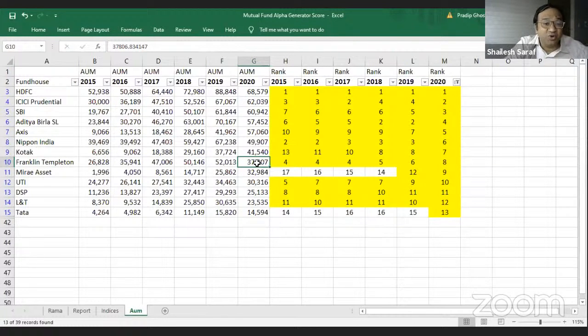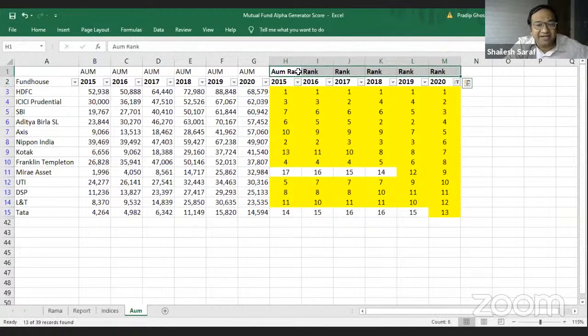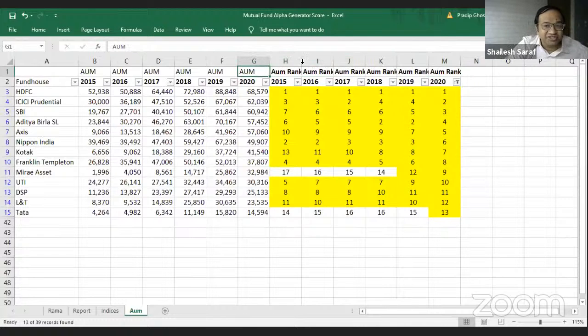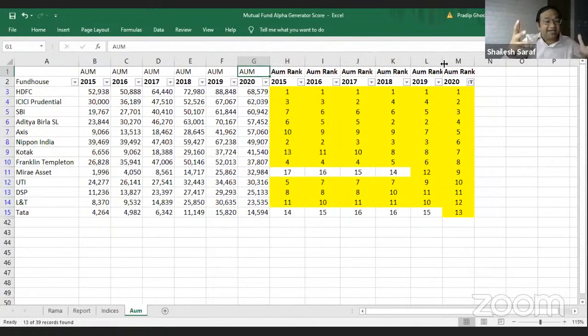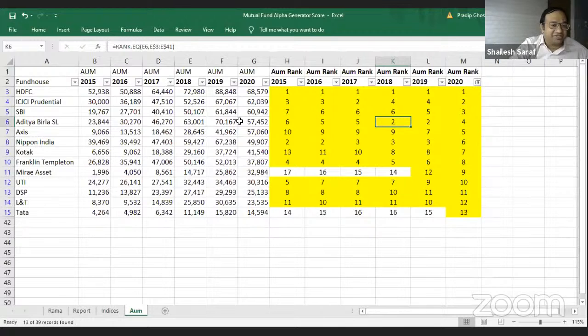This is the AUM ranking, the ranking as per AUM. This is not the returns ranking. If you see, the AUM is continuously increasing for Axis. They were number 10 in AUM, now they are number 5. Check the ranking. They've increased their AUM. This is the AUM ranking, assets under management. This is not the return ranking.